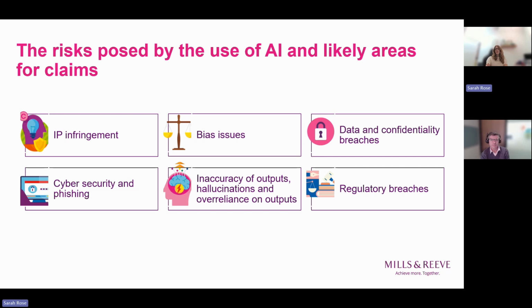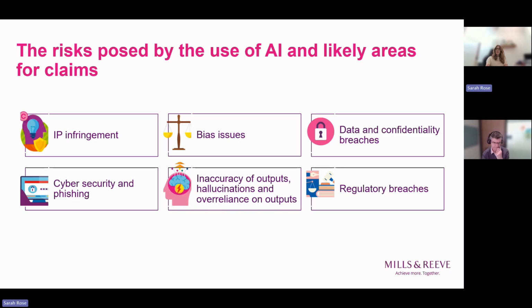So against that backdrop, key to mitigating risks is really understanding AI's limitations. I'm not going to try and cover every single risk, but we've taken sort of 6 of what we think are the main risks that are likely to occur. So turning first to IP infringement.